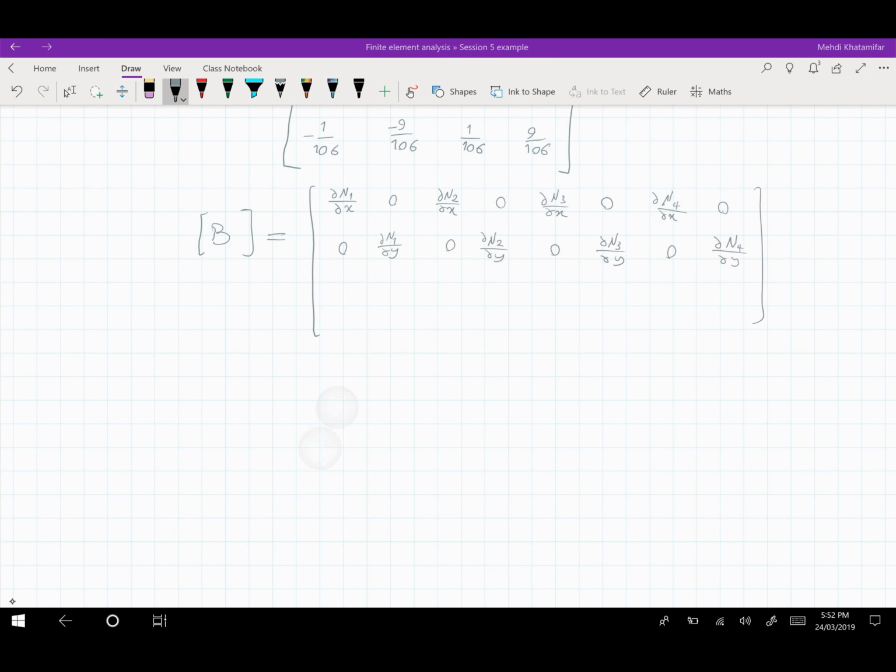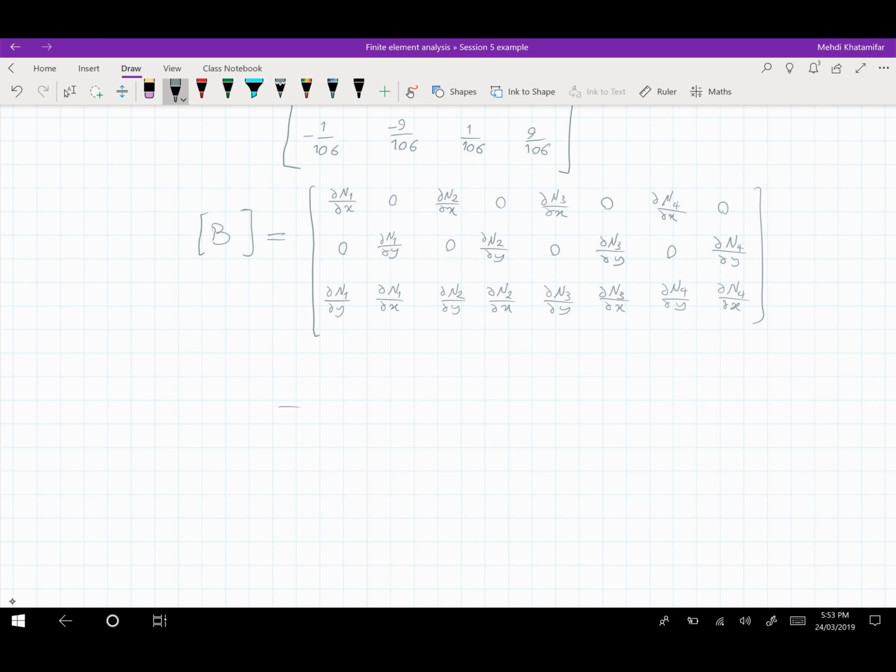The final line is going to be 1 over y and 1 over x, and 2 over y and 2 over x, and 3 over y derivative and 3 over x, and 4 y derivative of shape function number 4 over x.